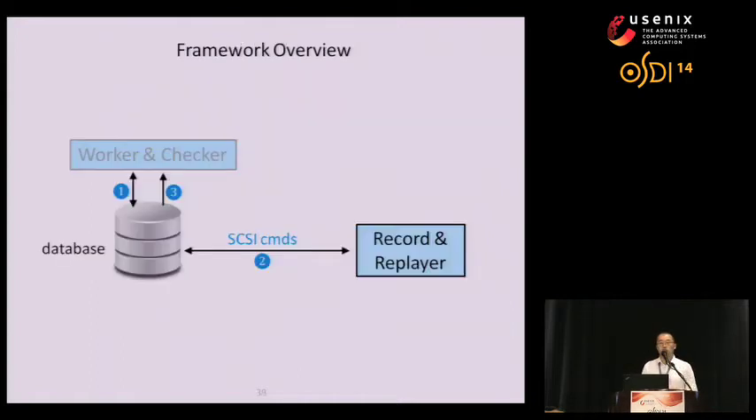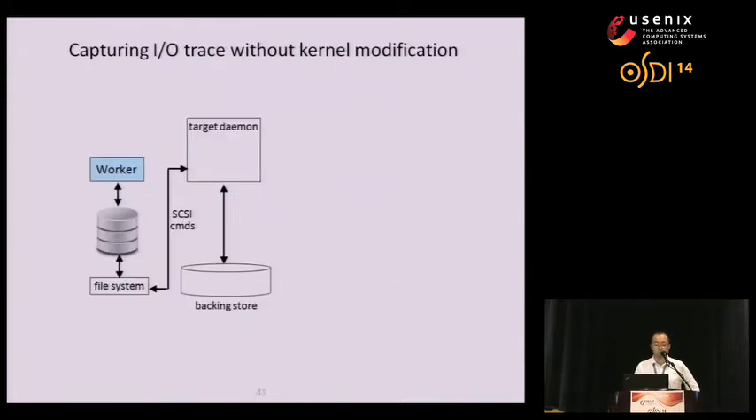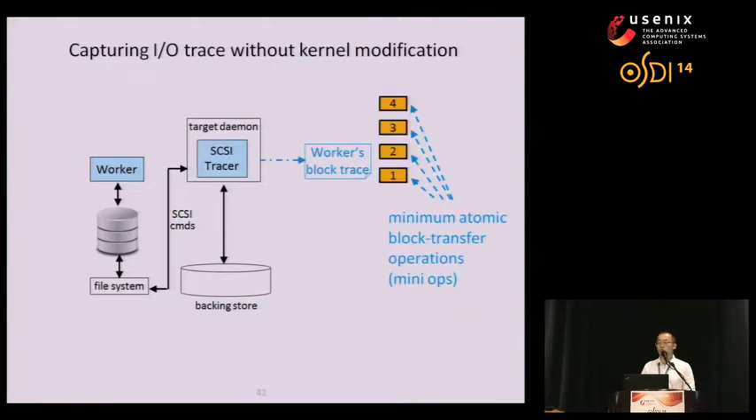Besides the carefully designed workloads and checking logic, we have a recorder and replayer to simulate the effect of power failures during the workload. When a worker applies the workload, we intercept the generated SCSI commands in the target daemon and record the worker's block trace, which contains a sequence of minimum atomic block transfer operations below the SCSI commands. Because the target daemon can be implemented in the user space, we can capture the trace without any kernel modification.